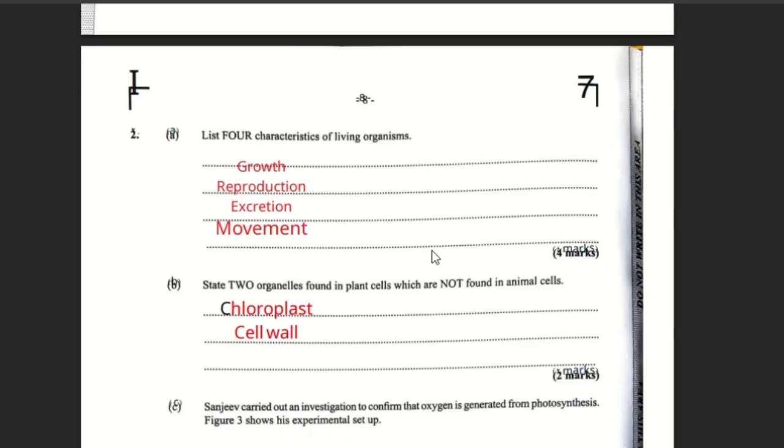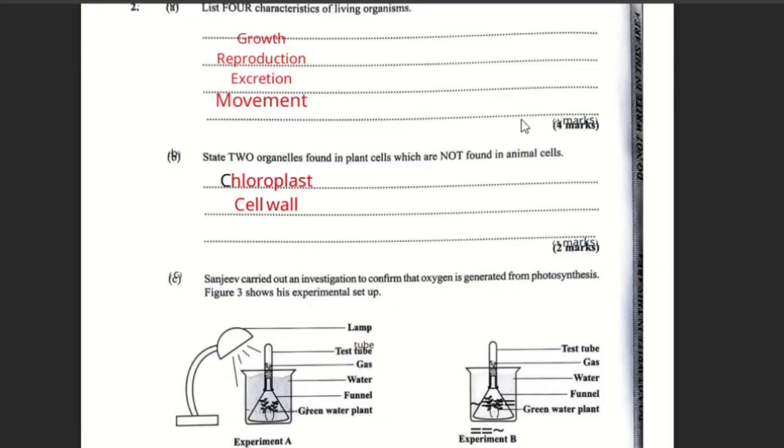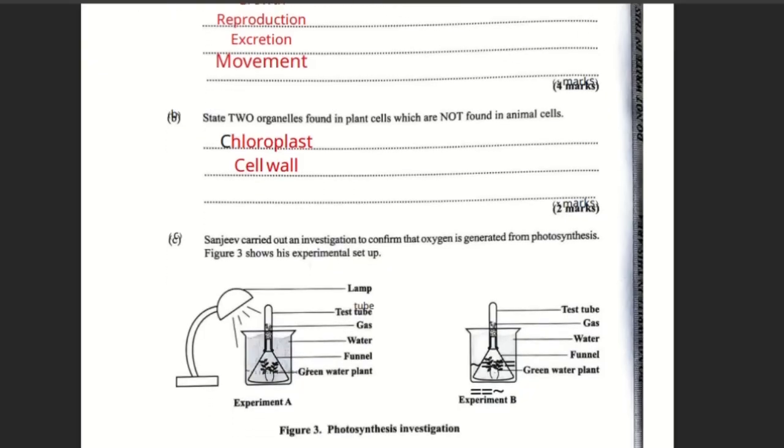Right now, B says, name 2 organelles found in plants that are not found in animals. Basically, a chloroplast is very unique to plant cells, and a cell wall is also unique to a plant cell. You could have maybe put large vacuole, because you'll only find a large central vacuole in the plant cell, and it's not found in animal cells. So that could be a possibility.